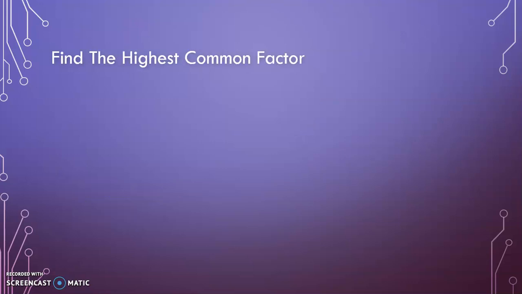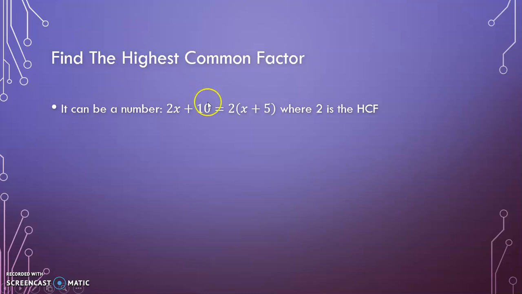The highest common factor can be a number, for example, 2x plus 10. Both 2x and 10 have a common factor, that is 2. So both of them have 2 in them. What do we need to do? We take 2 out, and you notice that whatever has been left in the bracket no longer has anything in common, other than that they both have a factor of 1. Okay? 1 is allowed because every number has a factor of 1 in them. But besides that, x and 5 do not have common factors.